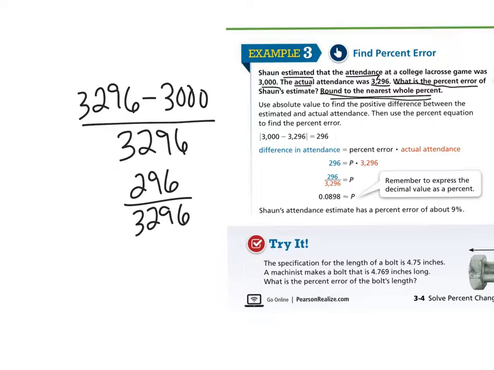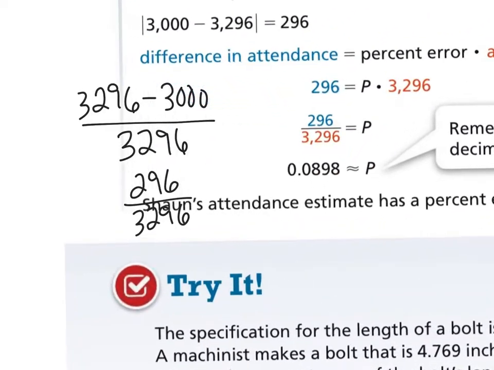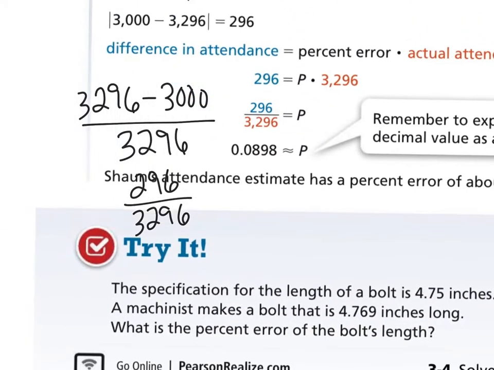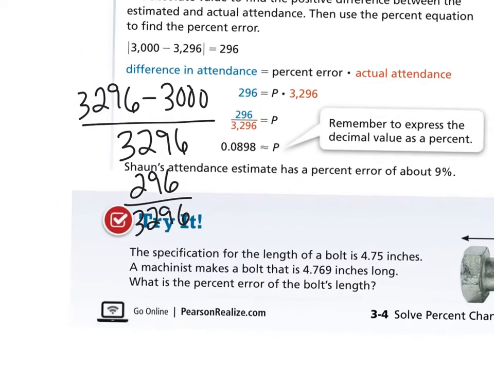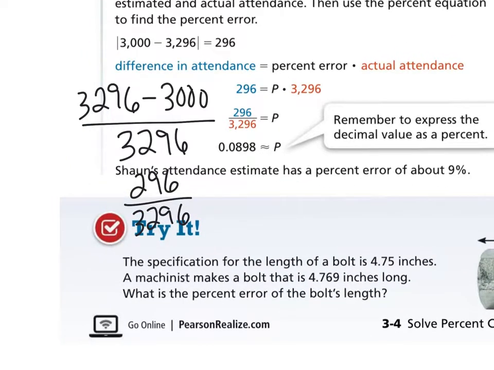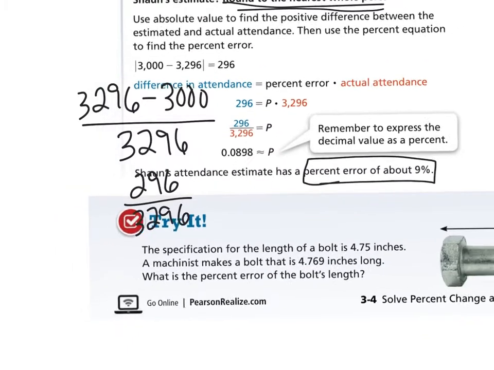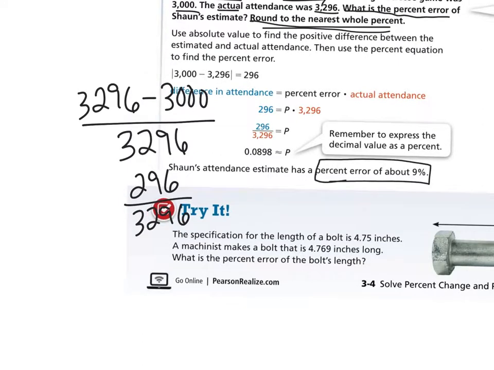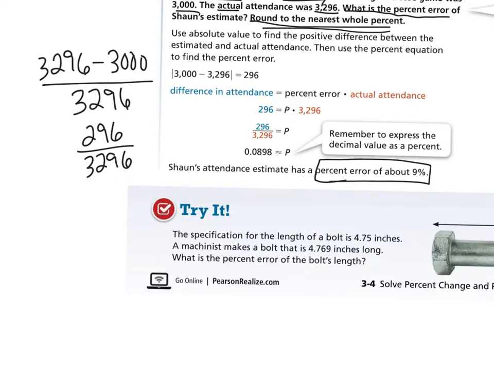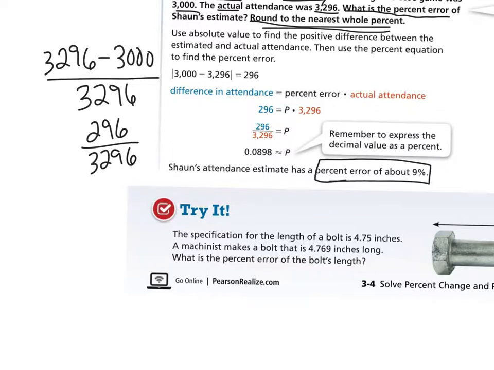So if you divide that out like the book has, it's 0.0898 something. If we move the decimal 2 spots to the right and round, that would be about 9%. So they were off by about 9%. And again, the book talks about subtracting these and doing the absolute value. Don't worry about it. It's always going to be a positive number. Just take the bigger number minus the smaller number when you're finding that percent error.